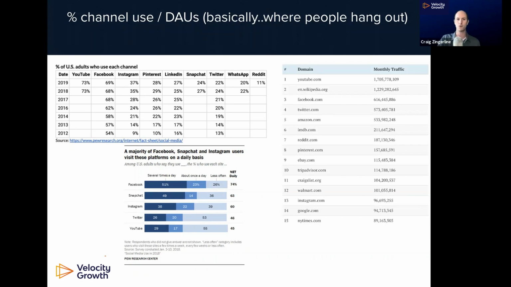Again, you can pause here if you want, but there's not that many places where people hang out online that you can get in front of them with. So take a second here and kind of browse this.